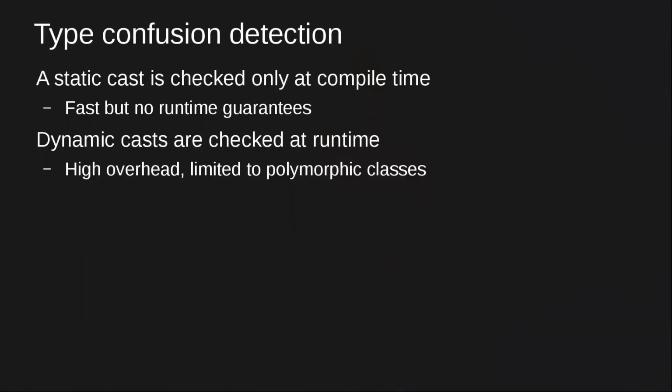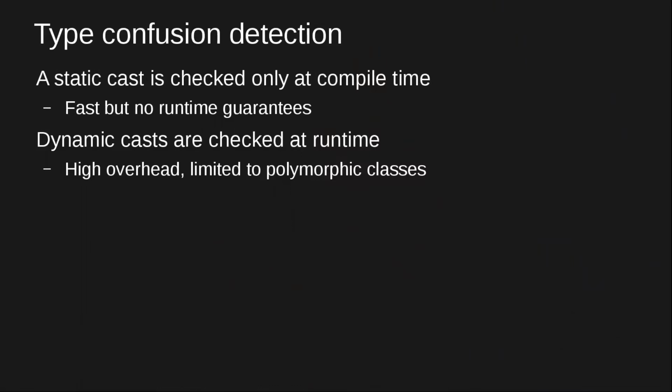So can we bring type safety to C++, or at least some form of type system and typing, so that we can be aware of when an illegal cast is happening? The underlying problem here is that in C++, a static cast is checked only at compile time, which is fast, but does not give us any form of runtime guarantees.